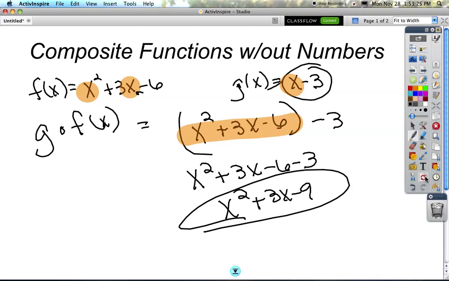Is it over? That's it. I like these g of f's. The g of f's and the f of g's. g of f is a lot easier than f of g, unless they switch the f and the g. Then f of g is easier than g of f.